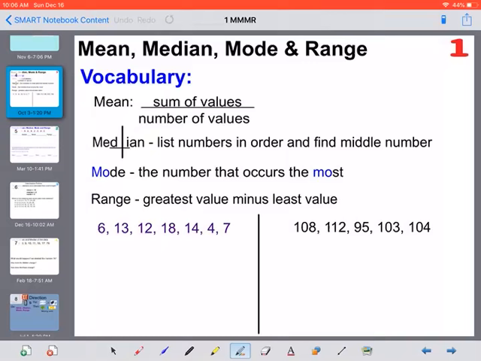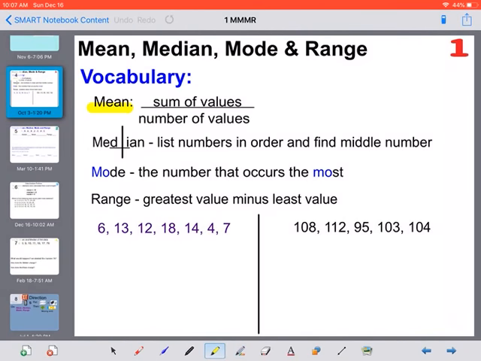Good morning. Today we are doing a mini unit on mean, median, mode, and range. Today is just an overview of these four words and how we can use them with data. So first, our vocabulary, mean.